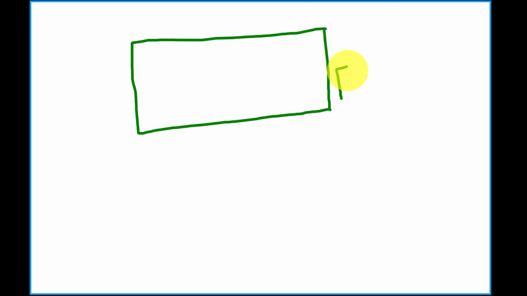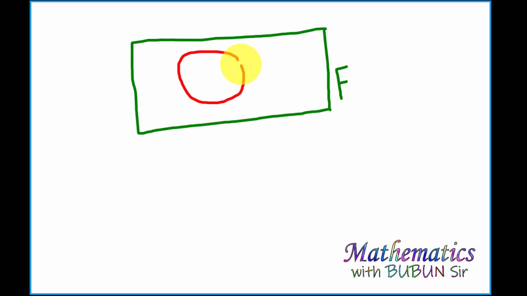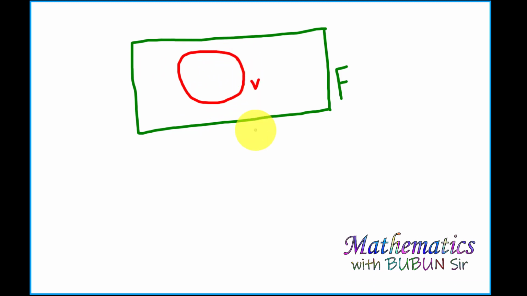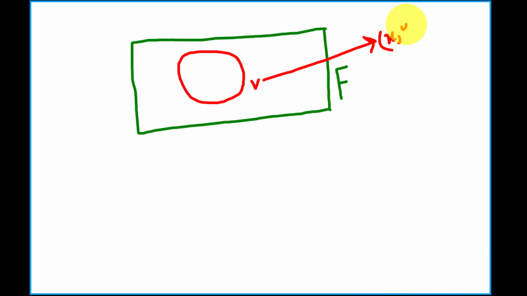Let this be a field of scalars denoted by capital F, and this be a vector space denoted by capital V. This vector space has three components for its elements. Means the elements are like X, Y, Z.